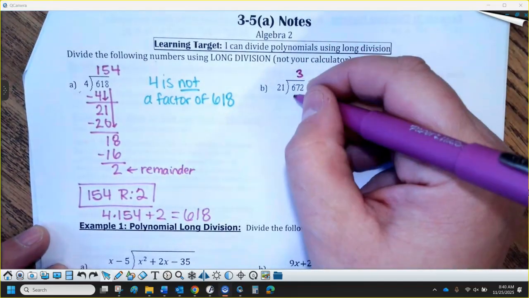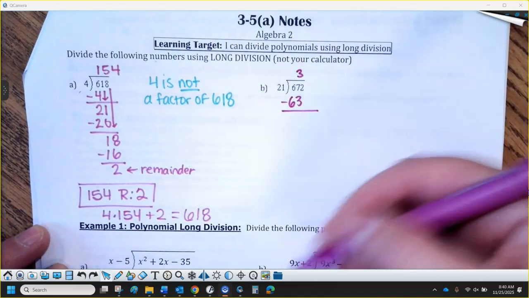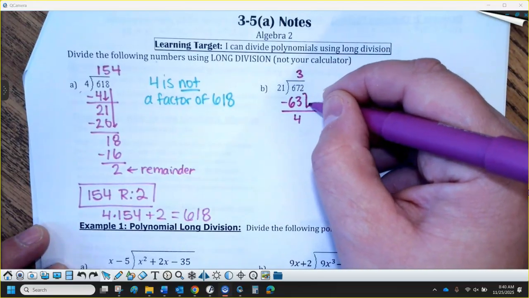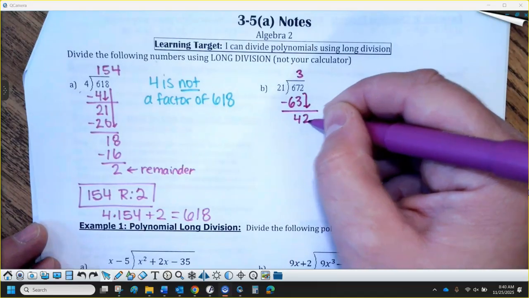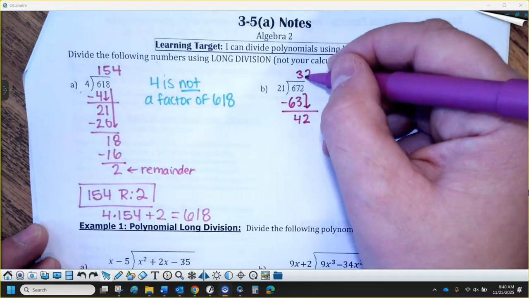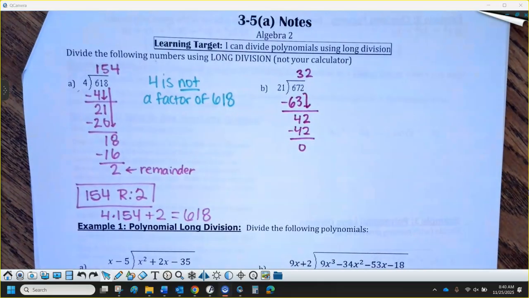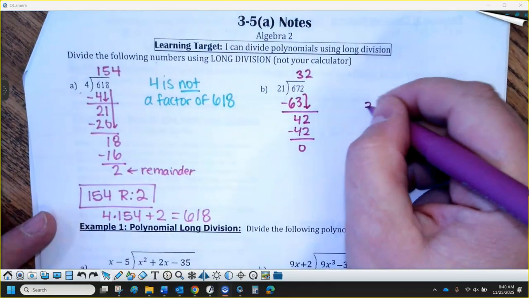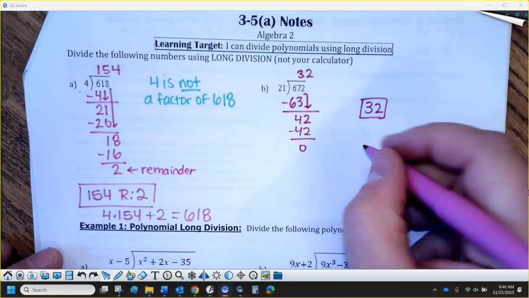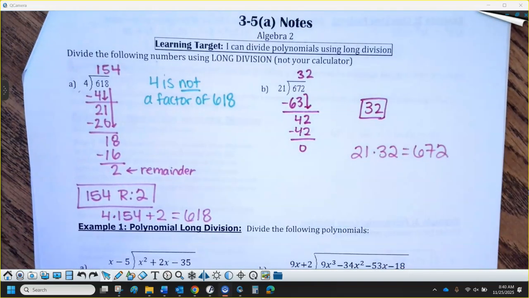3 times 21 is going to give you 63, right? And you just subtract in between each of these steps. So 67 minus 63 is 4. And we have another digit here in the number, which is 2. So you just bring that down. How many times does 21 go into 42? 2. Now, 2 times 21 is actually 42, so then I don't have a remainder. My actual answer to the question would be 32. What it means is 21 times 32 is exactly equal to 672.